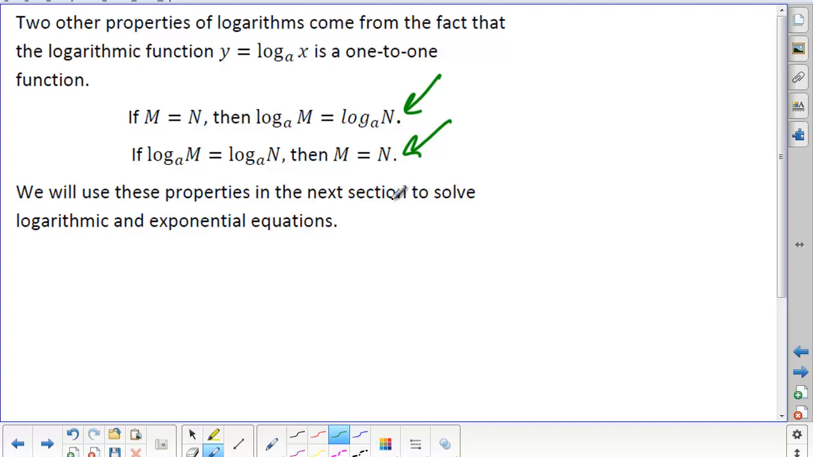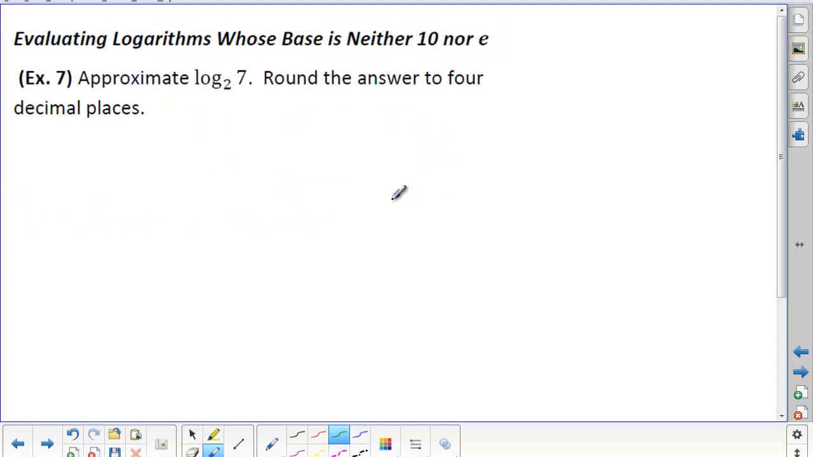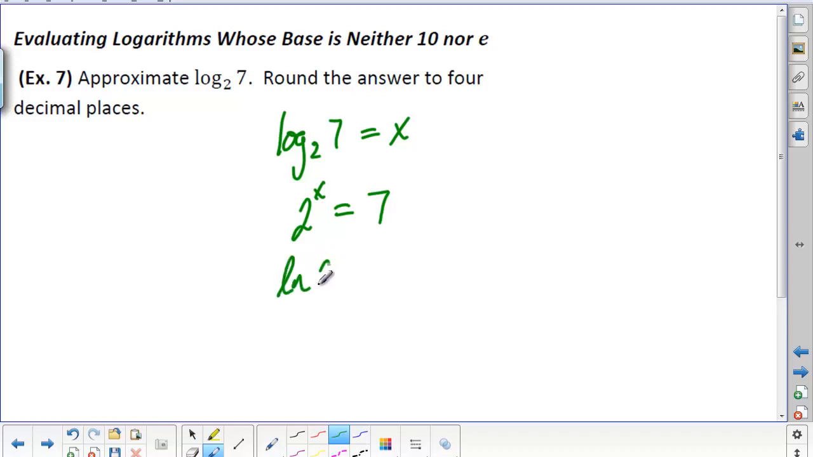We'll get to that more in the next section, but one thing we can look at now is how we could use that to approximate log base 2 of 7. So how do we approximate that? Notice we can't really use a calculator to do it. We don't have a log base 2 button on our calculator, so we can't go that route, but we can start by rewriting it as 2 to the x equals 7. And then let's take the natural logarithm of both sides.